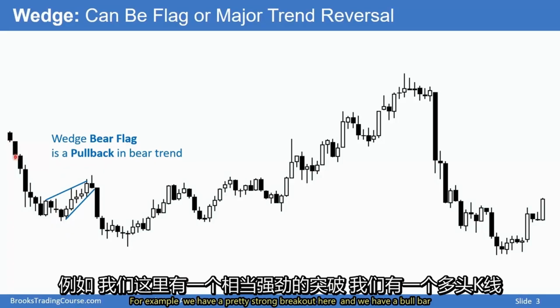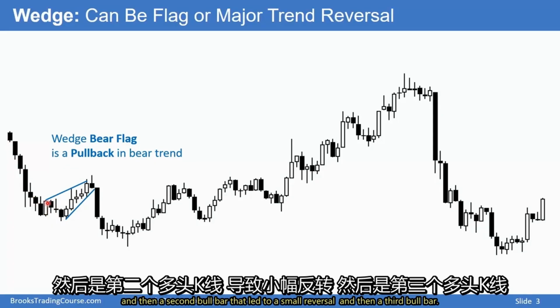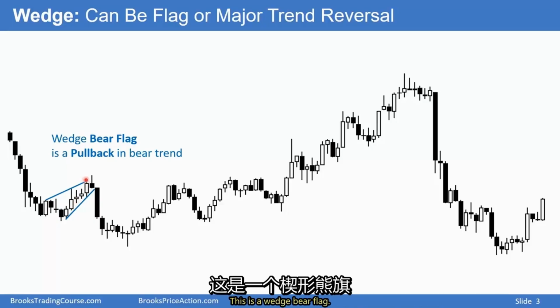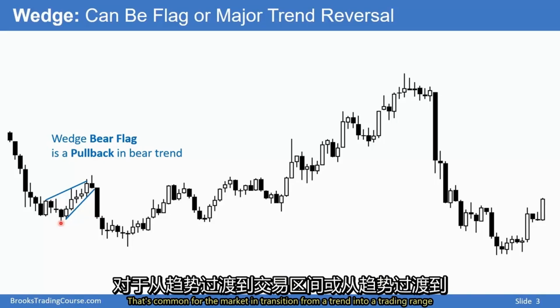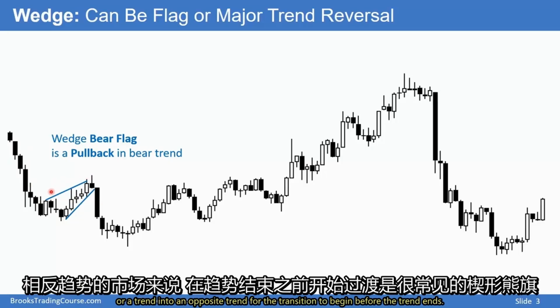For example, we have a pretty strong breakout here, and we have a bull bar, and then a second bull bar that led to a small reversal, and then a third bull bar. This is a wedge bear flag. It does not matter that the beginning of the bear flag began before the bull trend ended. That's common for the market in transition from a trend into a trading range or a trend into an opposite trend, for the transition to begin before the trend ends.